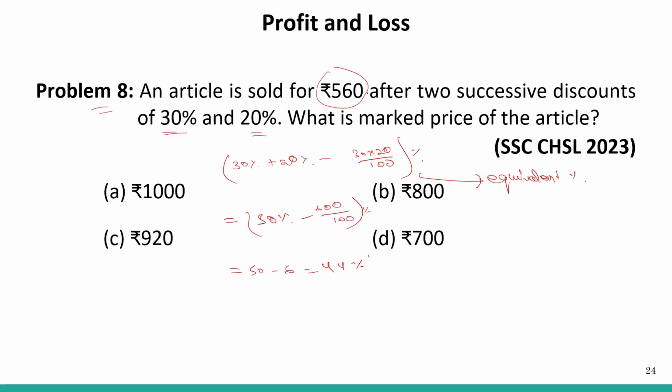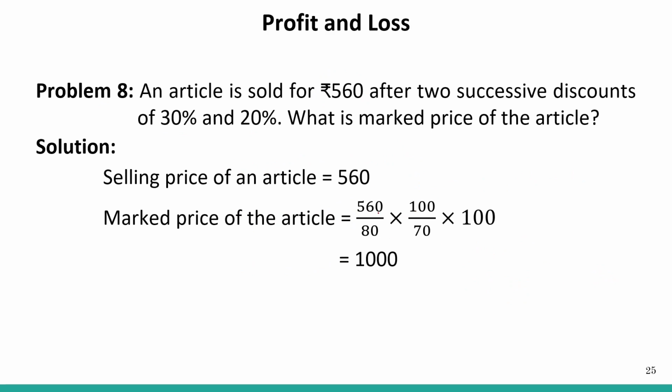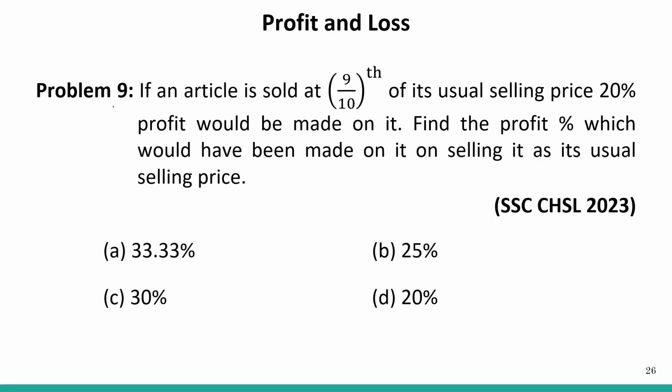So 40% of 560 is equal to what? So 40 by 100 into 560. This is equal to, cancelling zeros, 40 into 56 by 10. Okay, so cancelling another 0, what we are left with is 56 into 4. So 56 into 4 will be the correct answer. Okay. So 560 by 80 into 100 by 70 into 100. So this will be nothing but what? 1000 rupees, right?